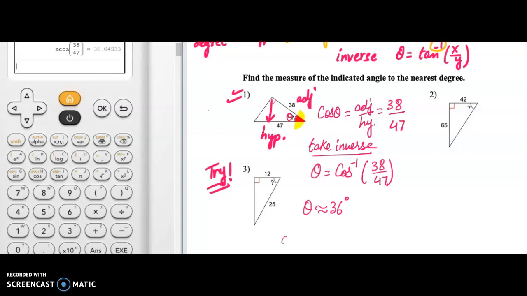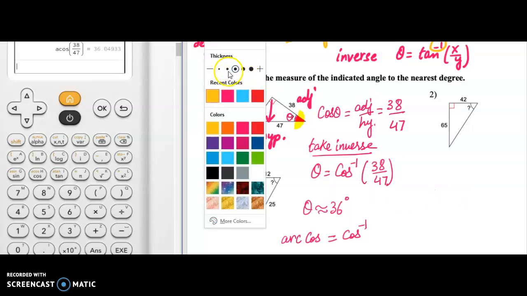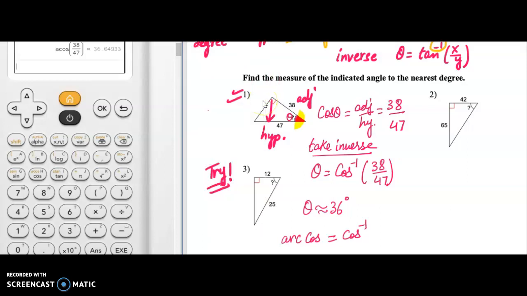Again, arc cos is the same as cos inverse. That means not only with cos, if it's arc and inverse, they are the same thing, right? Okay, let's try one more. Okay, let's use another color pen. Okay, so question number 2, the same thing.